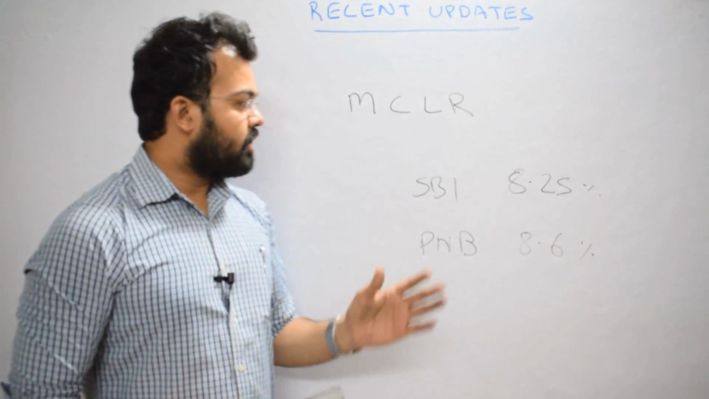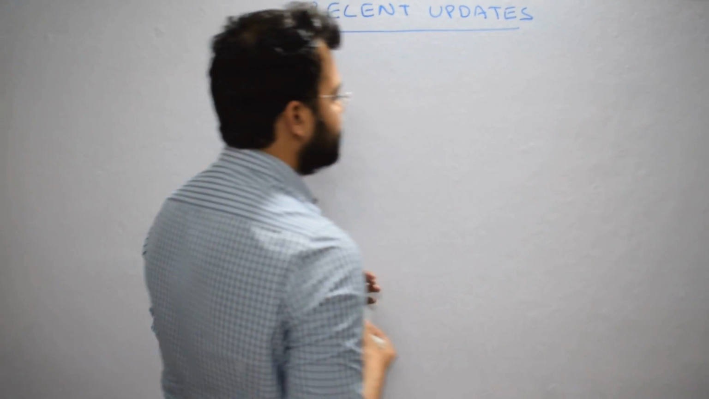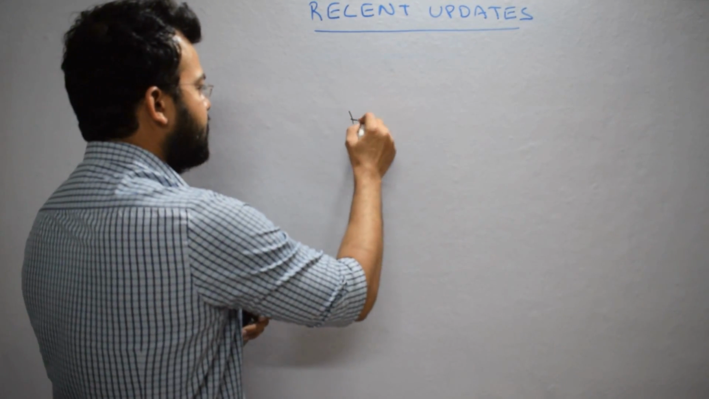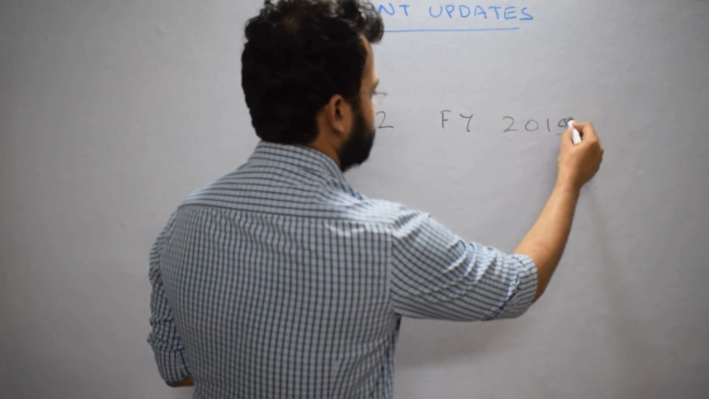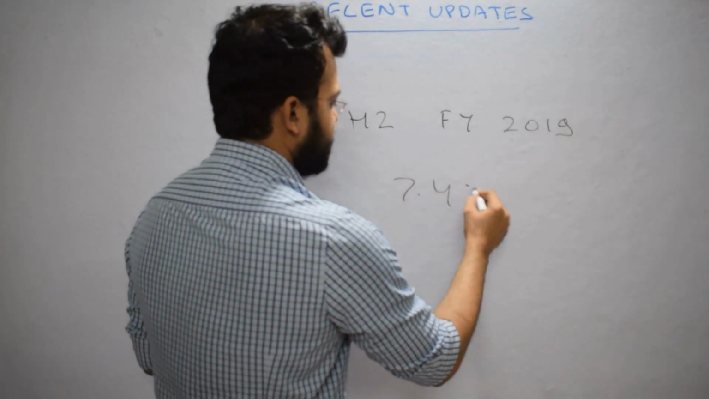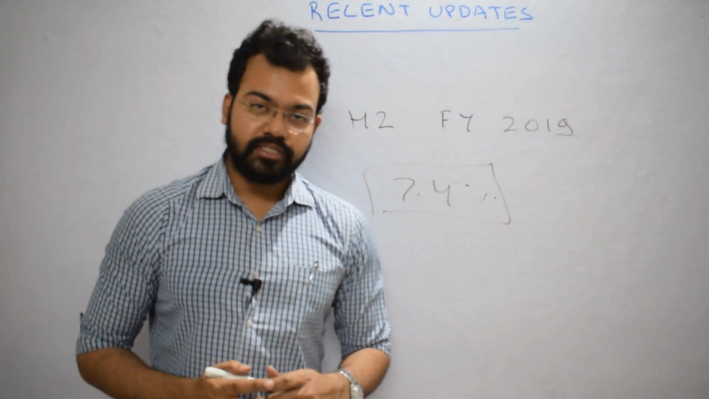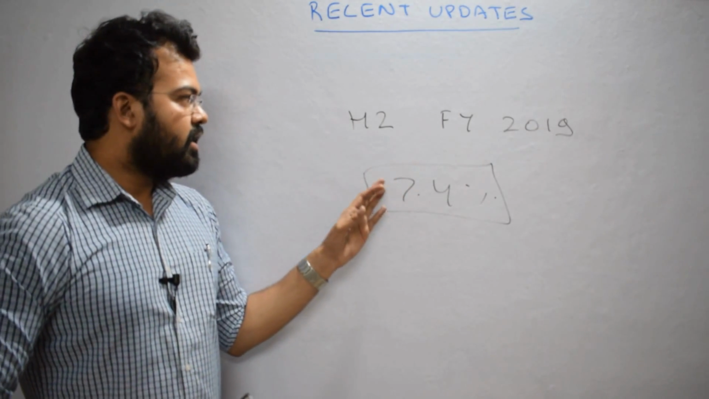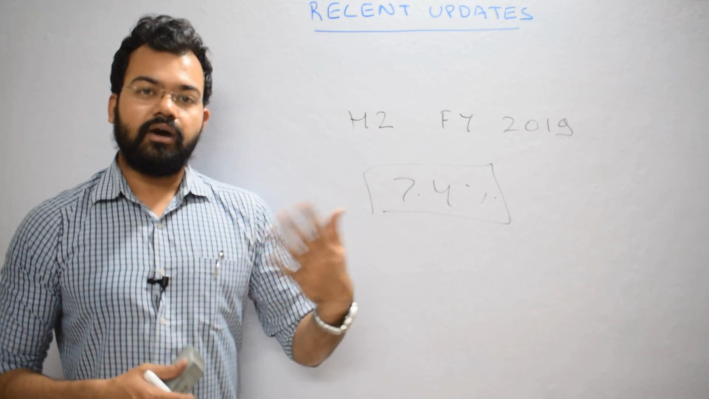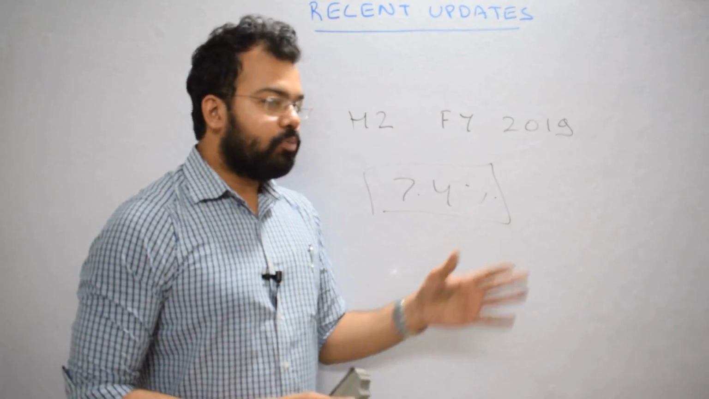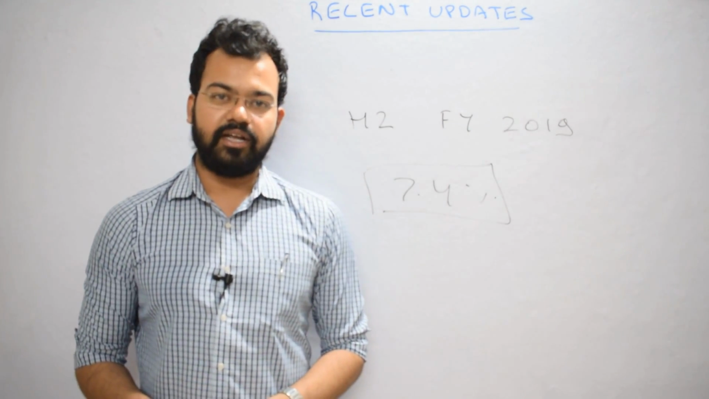Now apart from this, RBI also gave some data on the GDP growth rate for the remaining H2 of financial year 2019. RBI predicted that India's GDP growth rate will be around 7.4%. So it is a good sign for the Indian economy that our economic growth or GDP growth is going in an upward direction. So I hope you find this video very useful from the perspective of recent updates in the Indian economy.